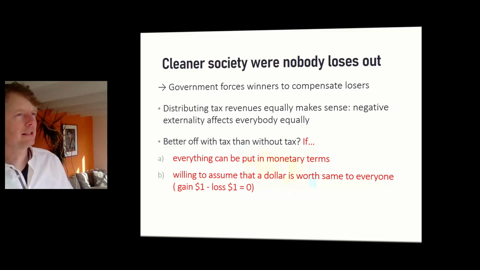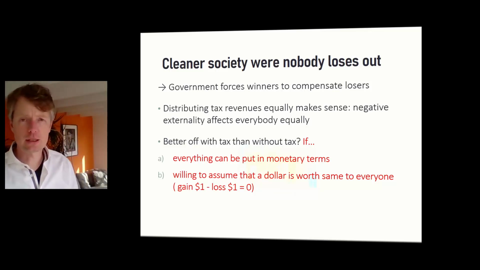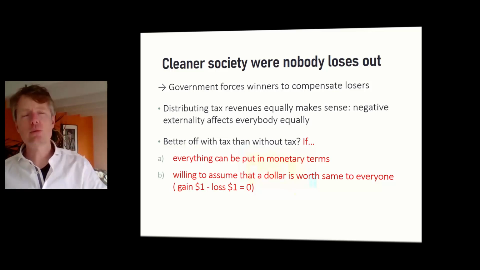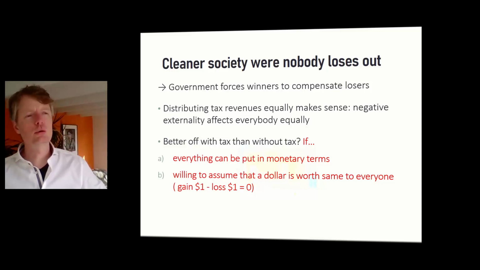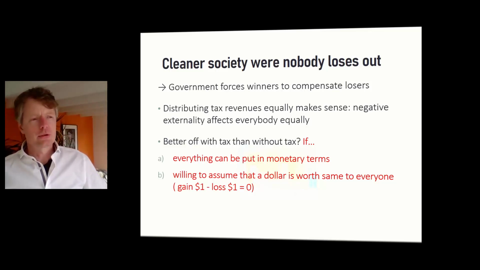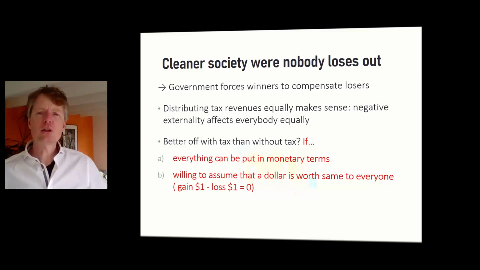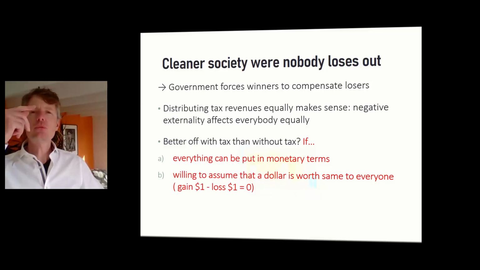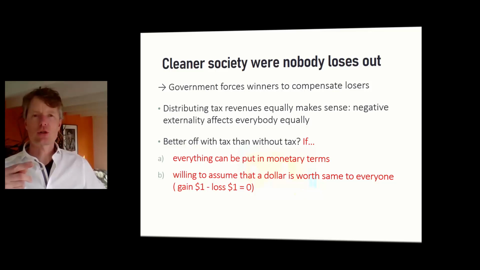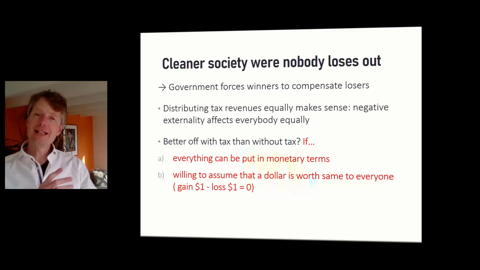Before we can do that we have to make two assumptions. First is that everything can be put in monetary terms. Well, that has been taken care of already, because we know exactly the dollar cost of the externality. But another very important assumption is that we are willing to assume that a dollar is worth the same to everyone. So a gain of $1 to someone is equal to the loss of $1 to someone, right? Then we can really compare costs and benefits.